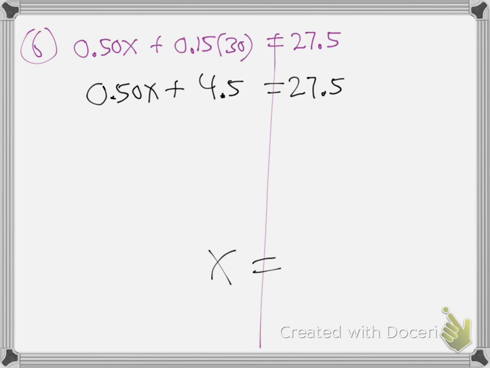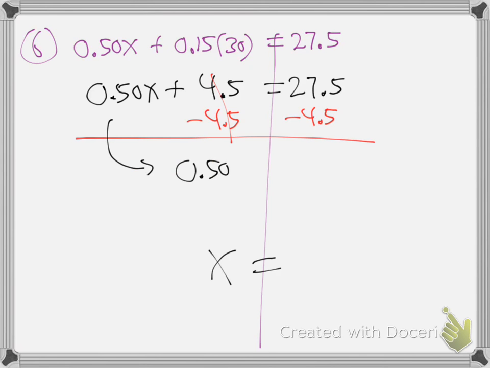Okay, so X is saying I want to be alone on my side of the wall, so subtract 4.5 from both. Bring this down. What is that, 23? Good so far?